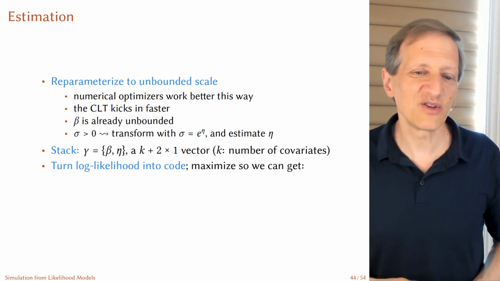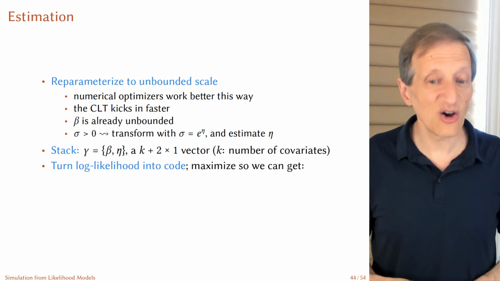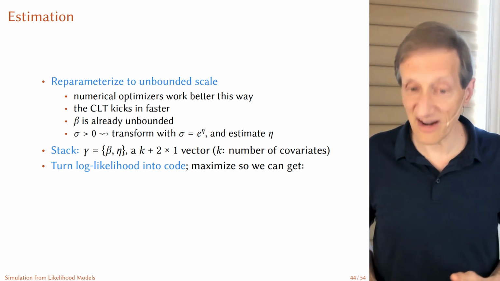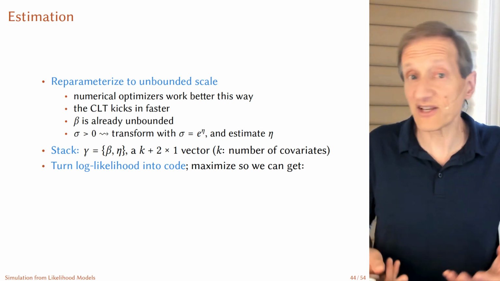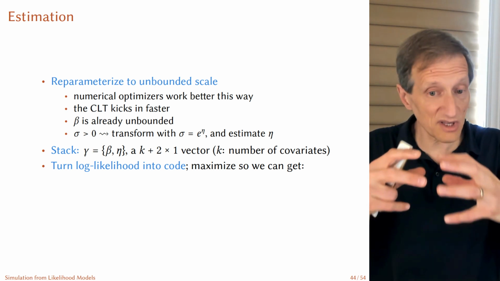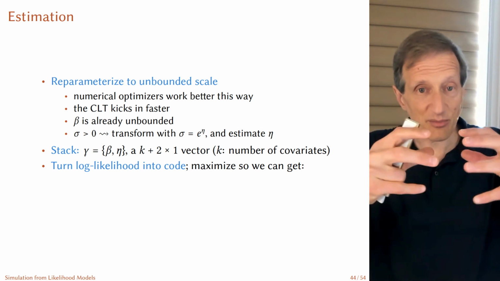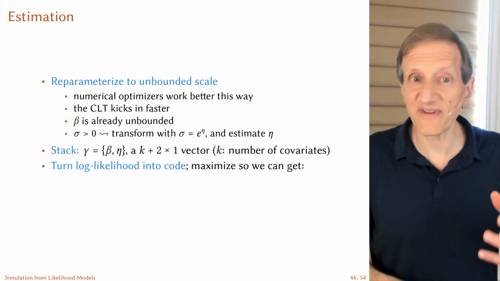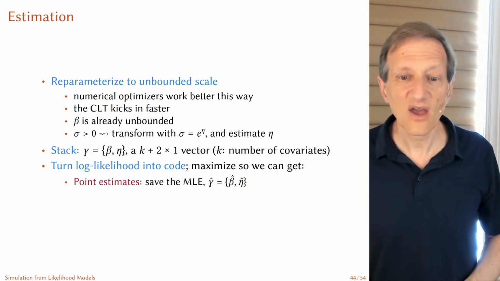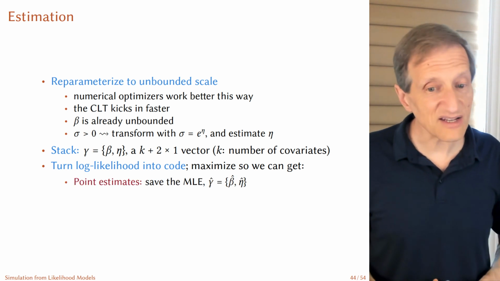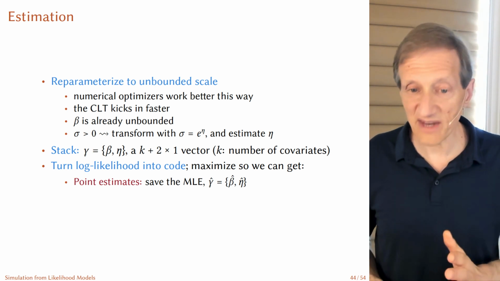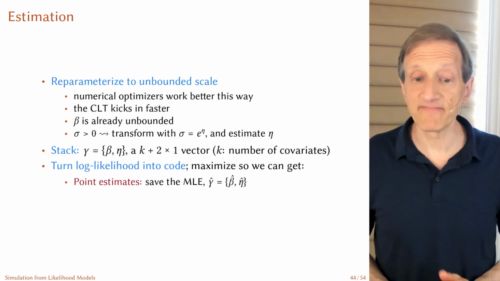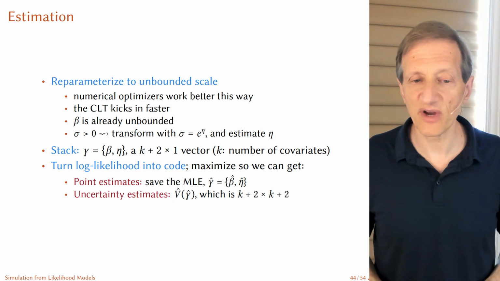We're going to turn the log likelihood into code. So you have to figure out how to do that. We're going to maximize it. How are we going to maximize it? You're literally going to take that code and put it into a function, and the function is going to find the maximum for you. What are you going to get? You're going to get point estimates for everything in gamma, for the betas and for eta. And we're going to save those maximum likelihood point estimates.